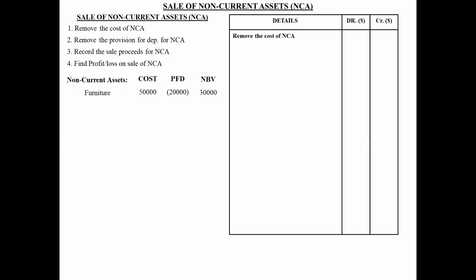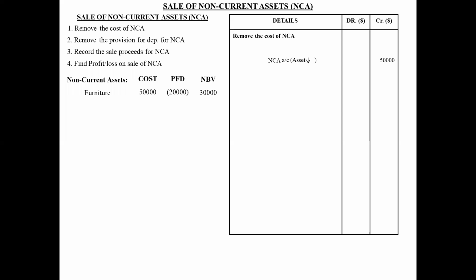Okay, so the first one, you have to remove the cost of NCA. So how to remove the cost of NCA? As we know, when we purchase non-current assets, the non-current asset is debited because your assets increase. And whenever the asset increases, you have to write it on the debit side. Over here, your assets are decreasing because you're selling your non-current assets. So non-current asset is going to be entered on the credit side.